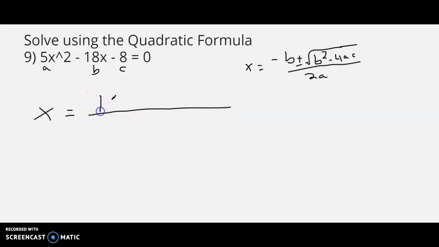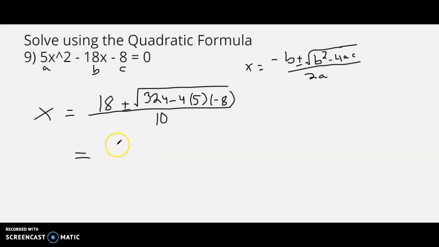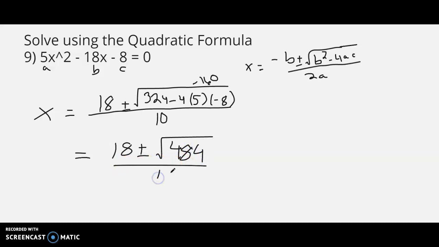Negative b would be 18 plus or minus the square root of 18 squared. 18 squared in your calculator says 324, minus 4 times the a number times the c number, all over 2a. 2 times 5 is 10. All right, we'll continue to simplify. 4 times 5 is 20. 20 times negative 8 is negative 160. If I take 324 and subtract negative 160, I'm going to get positive 484. All over 10 still. It turns out 484 has a square root.